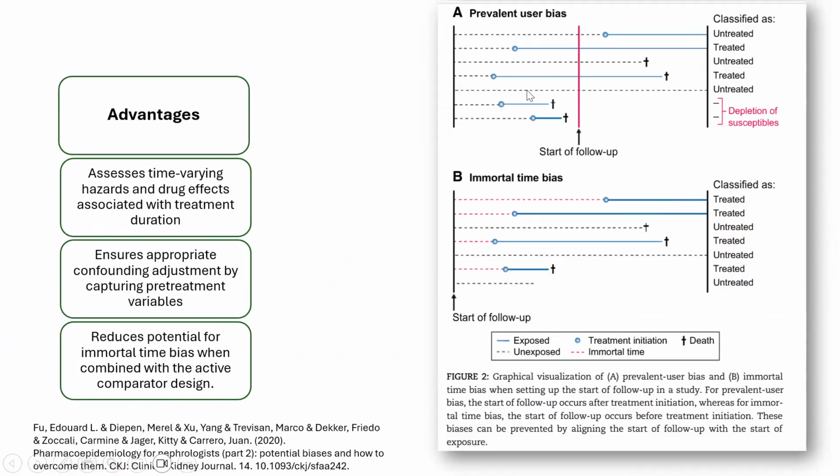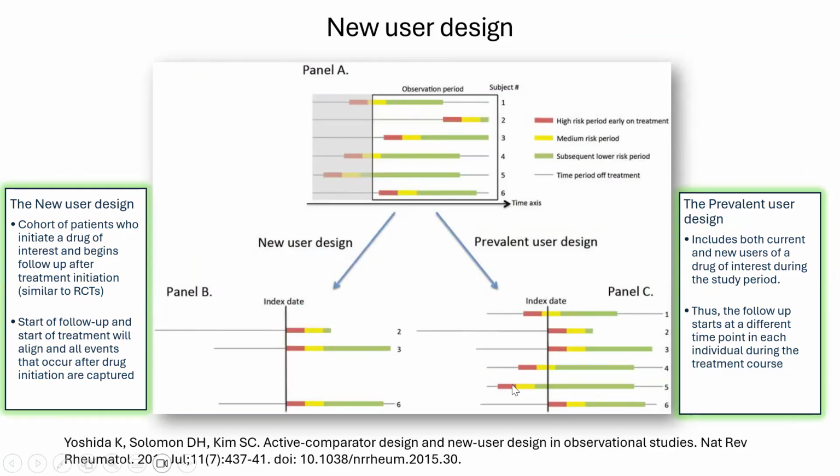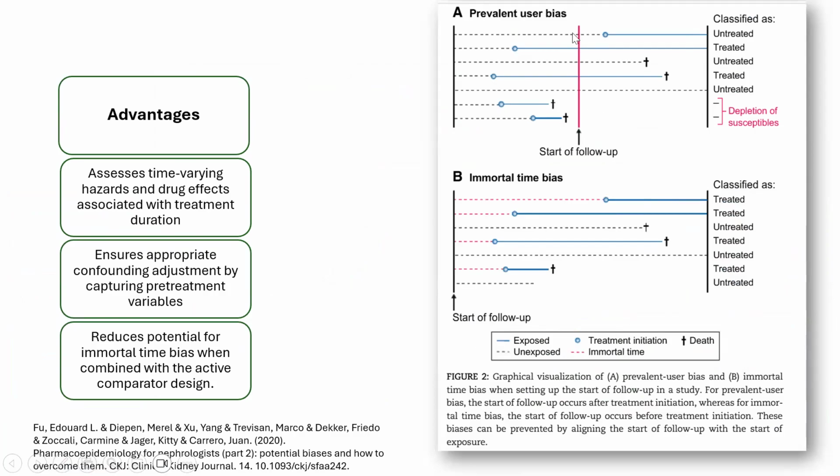Because of that, we end up with an important bias called prevalent user bias. Suppose I start follow-up in this period. For example, for patient number 1, when you start the study, the patient is actually untreated. For patient number 2, the patient is in the treated period. Patient number 3 is an untreated patient who has subsequently, after the start of the study, died. Patient number 4 has already been on the study drug and has also subsequently died. Patient number 5 is untreated and has not died at the end of your study.